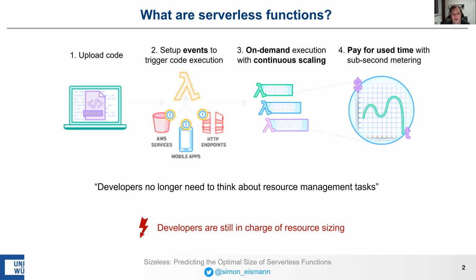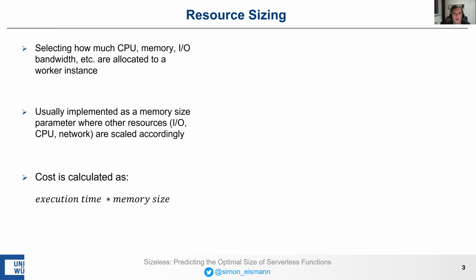However, this is not quite true because developers are still in charge of resource sizing. Resource sizing is the task of selecting how much CPU, memory, I/O, network bandwidth, and so on are allocated to each worker instance. For serverless platforms, this is usually implemented as a memory size parameter, and the other resources are scaled accordingly with the memory size. And the cost is calculated as the execution time multiplied by the memory size. And this is causing some interesting effects.